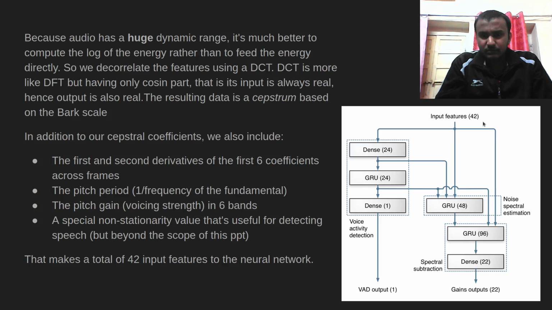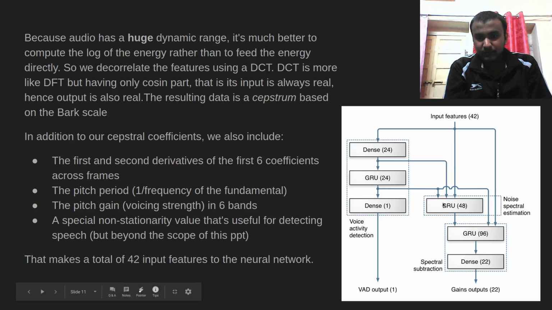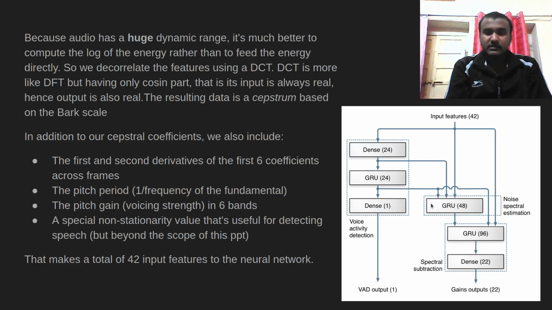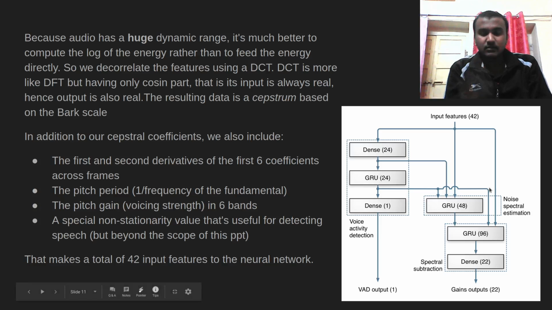So our architecture is like this. Input feature of 42 is fed to Dense 24, then GRU 24, Dense 1. It is also put into GRU 48, that 48 output, and GRU 96, Dense 22. And Dense 24 is also put in GRU 48, and that GRU 24 is also put in GRU 48. It also goes into GRU 96. So it's a complicated architecture that outputs the VAD output and the gains output.